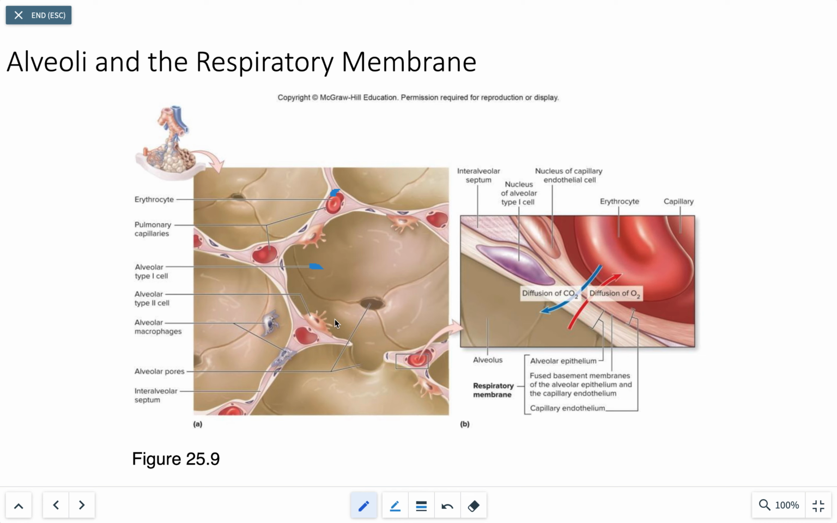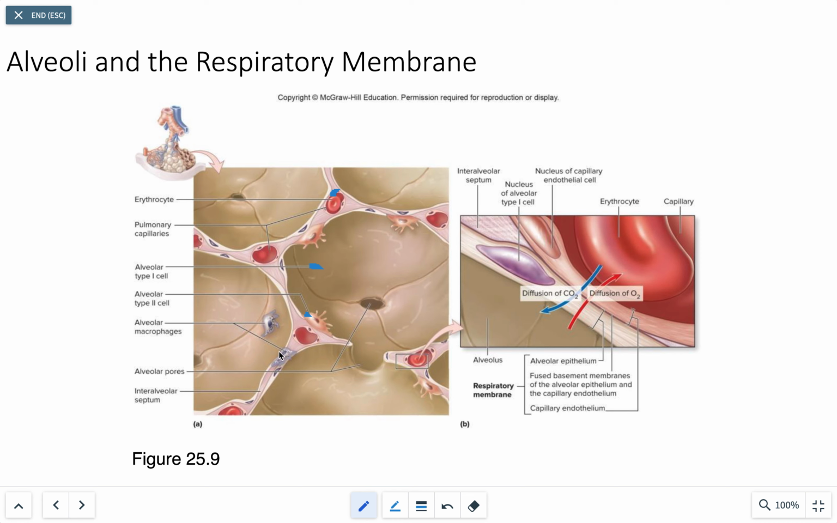Another important characteristic is the alveolar type 2 cell. This secretes a pulmonary surfactant. The surfactant is composed of lipids and proteins. It helps coat the inner surface of the alveoli. This helps reduce surface tension. So when we see the inhalation and exhalation occurring, it helps reduce any surface tension that may occur during the expansion of the lung.